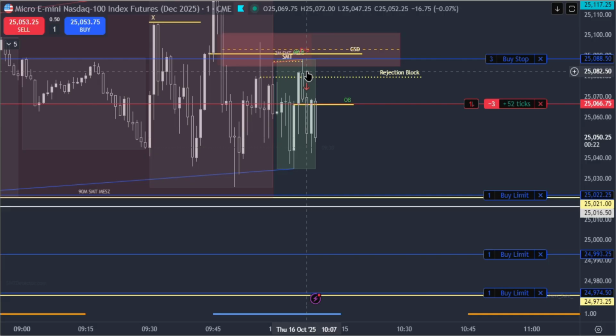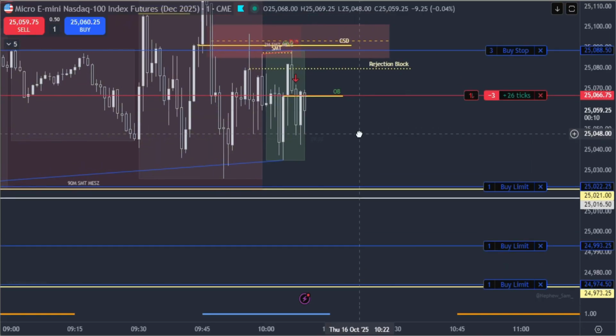We have our manipulation, SMT, everything is lining up. If we take an L here, then I mean it is what it is. We can't win them all, right? But we're following step by step. We're following our strategy.